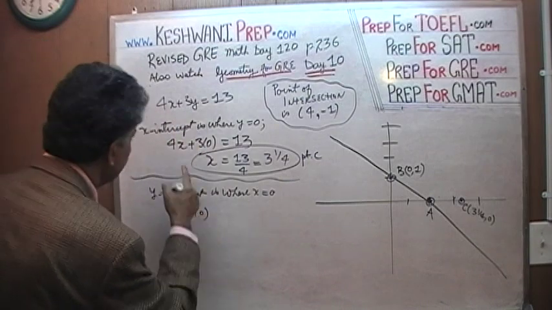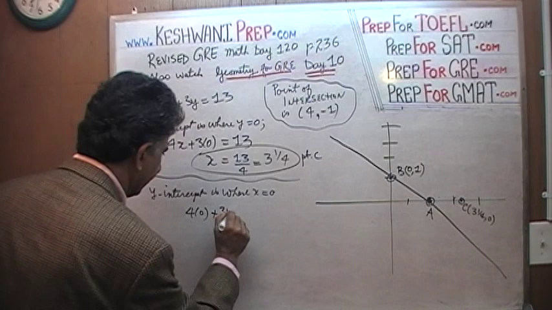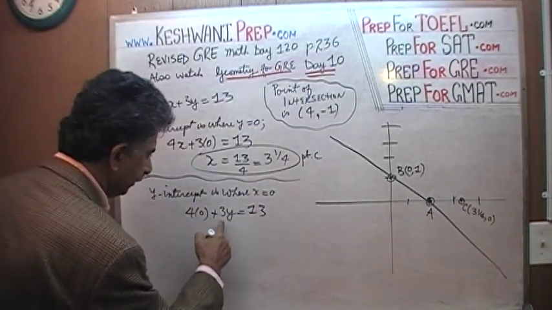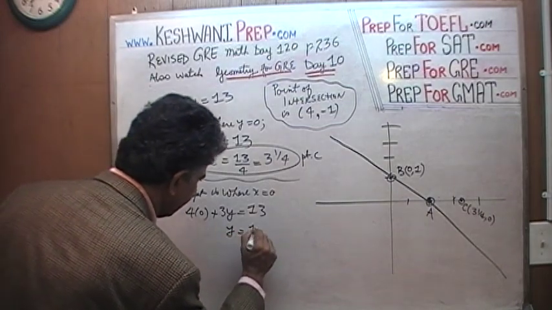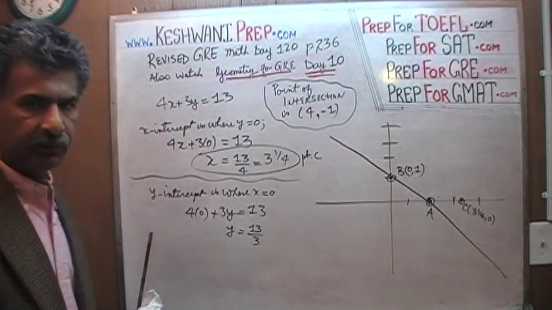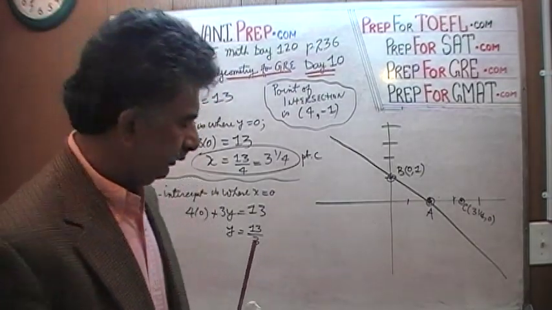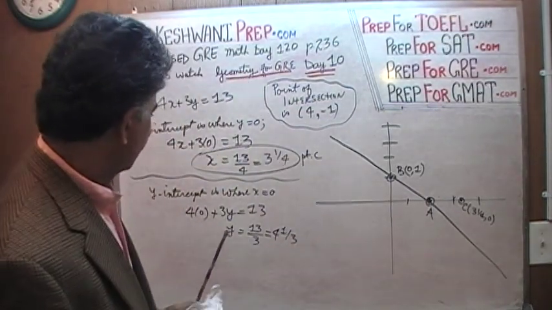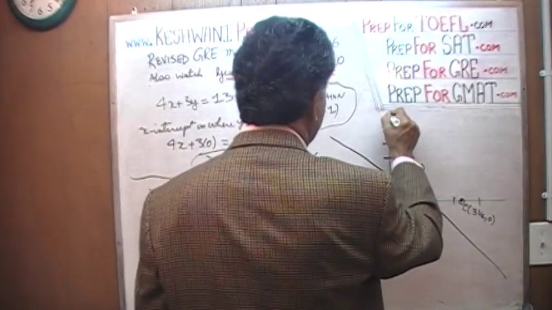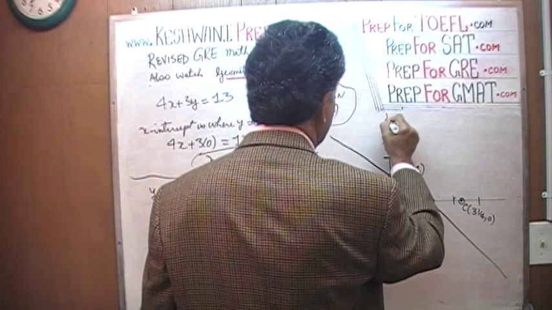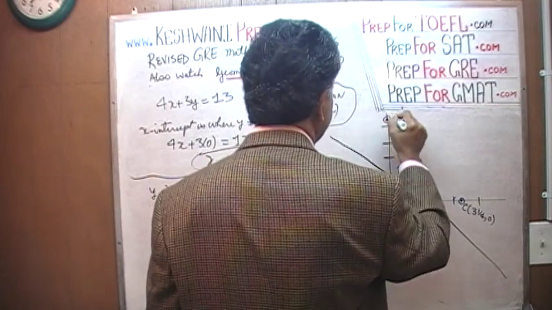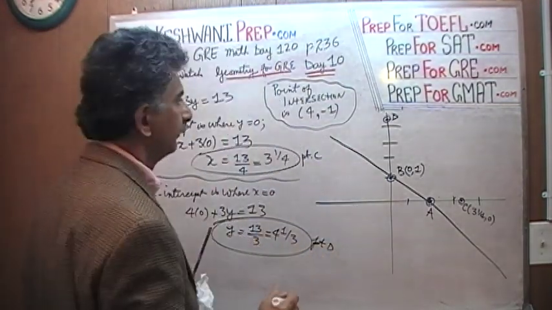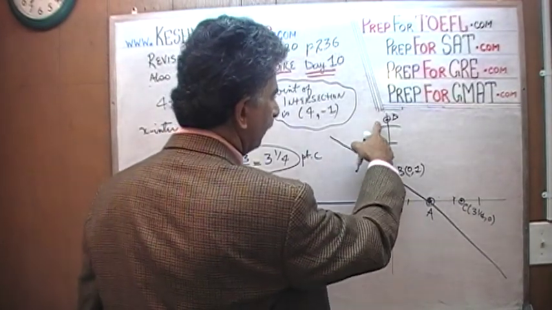So 4 times 0 plus 3 times y equals 13. 4 times 0 is 0, so 3y equals 13, which means y equals 13 over 3. How much is 13 over 3? I know 12 over 3 is 4, so it's 4 1/3. So y equals 4 1/3. Oh, it's going to be way up there. Let's call this point D. Point D, right here. 1, 2, 3, 4 and 4 1/3.